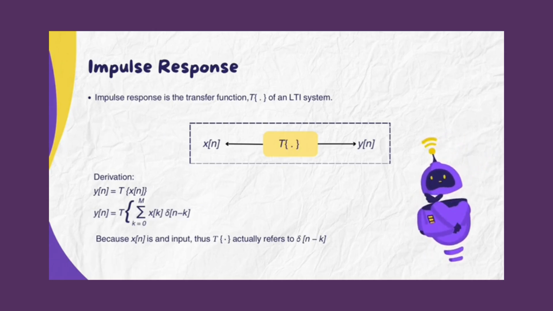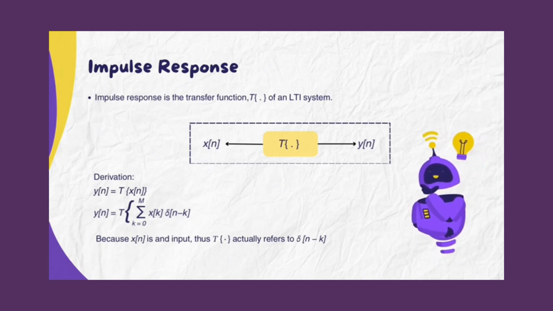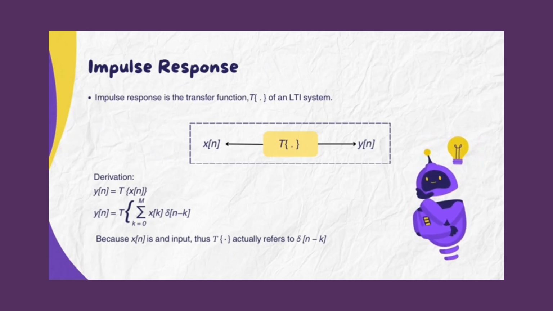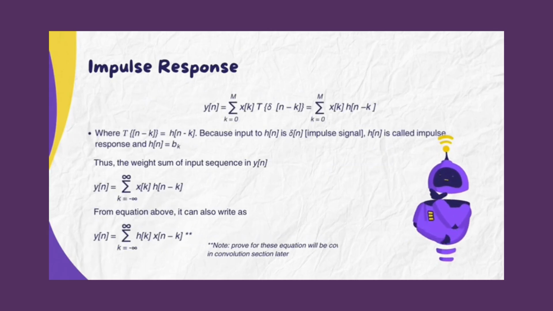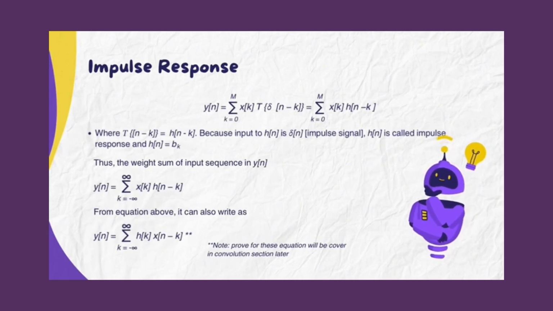To find the output, we write y of n equals T of x of n. Now, since any input x of n can be written as a sum of impulses, we write y of n equals T of the summation from k equals 0 to capital M, of x of k times delta of n minus k. Because x of n is the input and we are applying the system T to each shifted impulse, we can say that T of the dot, the system, actually refers to the system's response to delta of n minus k. In other words, it's just responding to each impulse. Okay, let's look at what impulse response means in a linear time invariant system.